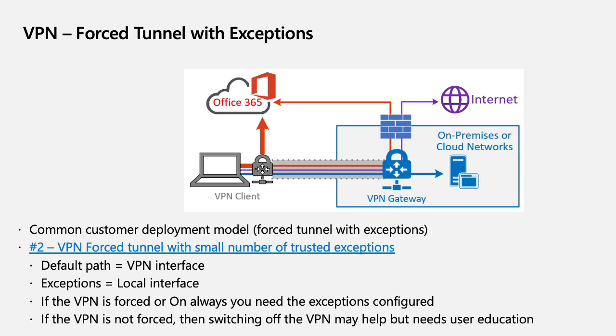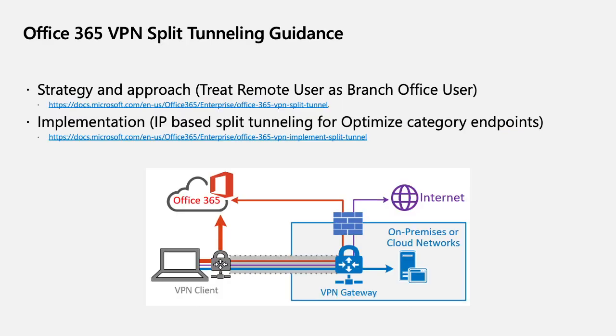Now, let's talk about Office 365 VPN Split Tunneling guidance. Microsoft came out with this guidance earlier this year to help our customers split tunnel Office 365 traffic. And by doing so, you're avoiding the risk of VPN infrastructure saturation. The guidance itself is divided into two parts. The first part is where we talk about the high-level strategy and approach. This is where we ask you to treat your remote users as branch office users. And the second part of the guidance is where we articulate the implementation details.